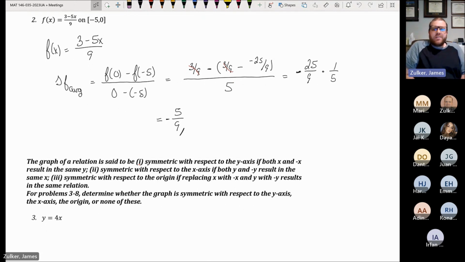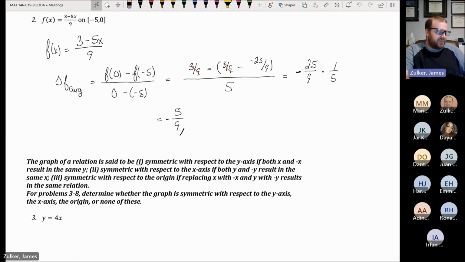When we look at symmetry, there are several types of symmetry for a graph. 3 in particular that we're going to focus on: symmetry with respect to the y-axis, with respect to the x-axis, and with respect to the origin.